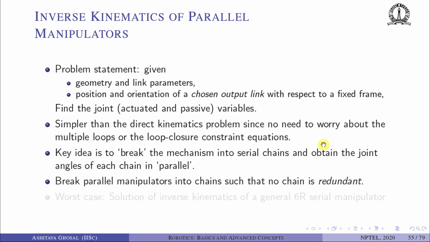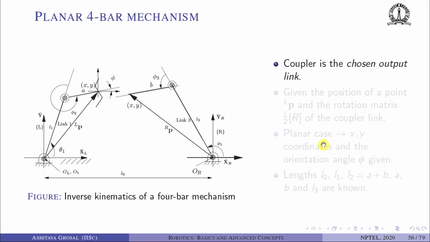If you want to break this parallel manipulator into chains, we have to make sure that no chain is redundant. Remember, in a serial robot, if you have more than 6 joints in 3D space, or more than 3 joints if the motion is planar, the set of equations is redundant. So we cannot find unique inverse kinematic solutions for a redundant chain. The worst case in the inverse kinematics of parallel manipulators is the solution of the inverse kinematics of a general 6R serial manipulator.